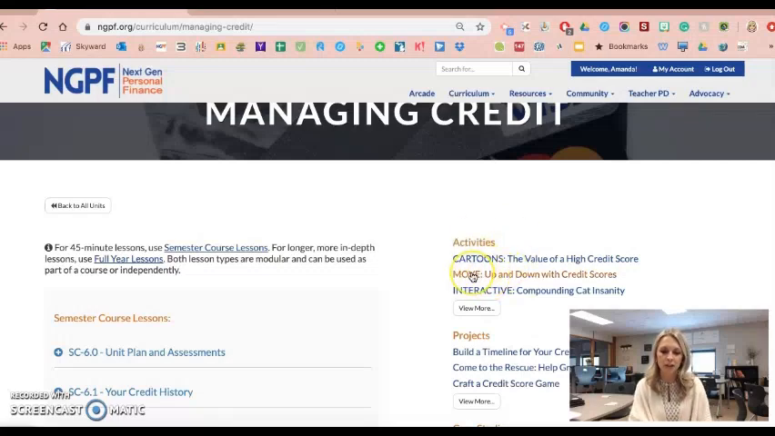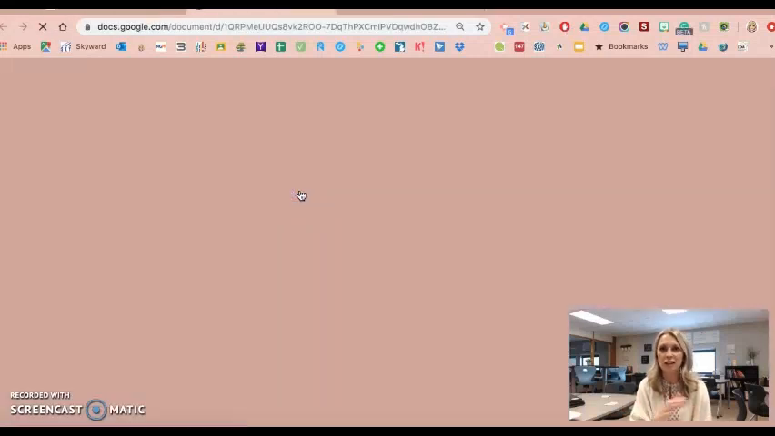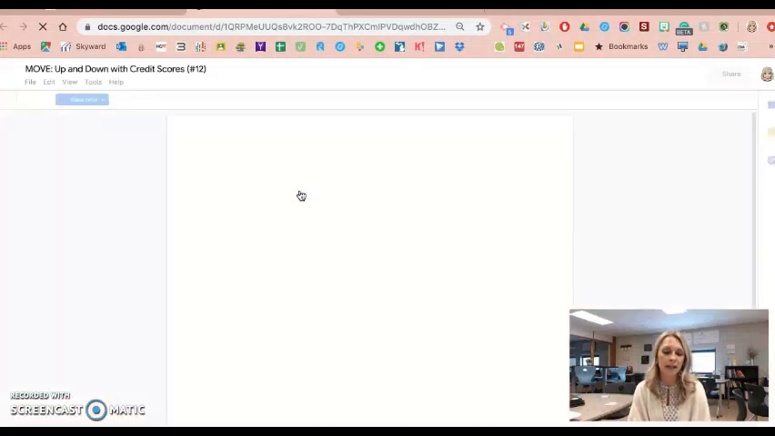So this move activity, located right here in the managing credit unit, is a way for them to understand or review, in my case, the 5 components of a credit score, and then allow them to move about and move while they're learning. So here's how I implemented it today.